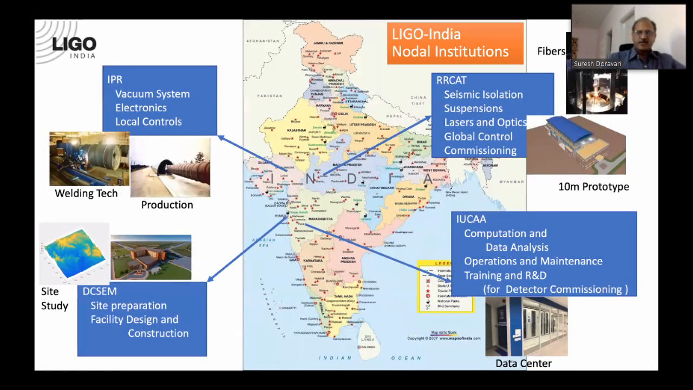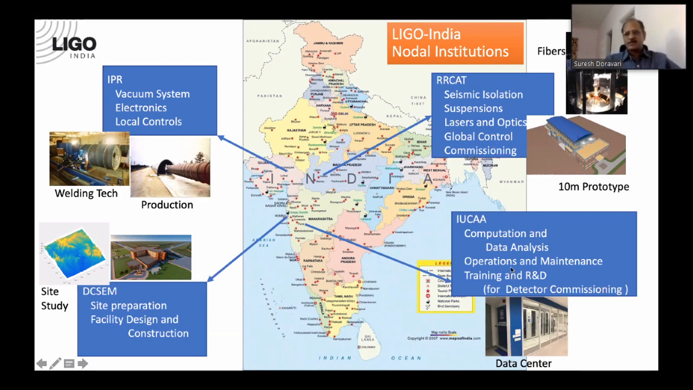Now, coming to LIGO India, we have four institutions in LIGO India. We have RRCAT, which is in Indore, IUCAA in Pune, and we have DCSEM, which is a division of the Department of Atomic Energy, which is tasked with building the site and managing the facility. And then we have IPR, which is the Institute for Plasma Research in Gandhinagar. It is chiefly responsible for the vacuum system, the electronics, and the local controls. RRCAT is doing seismic isolation, suspensions, lasers and optics, global control and commissioning.